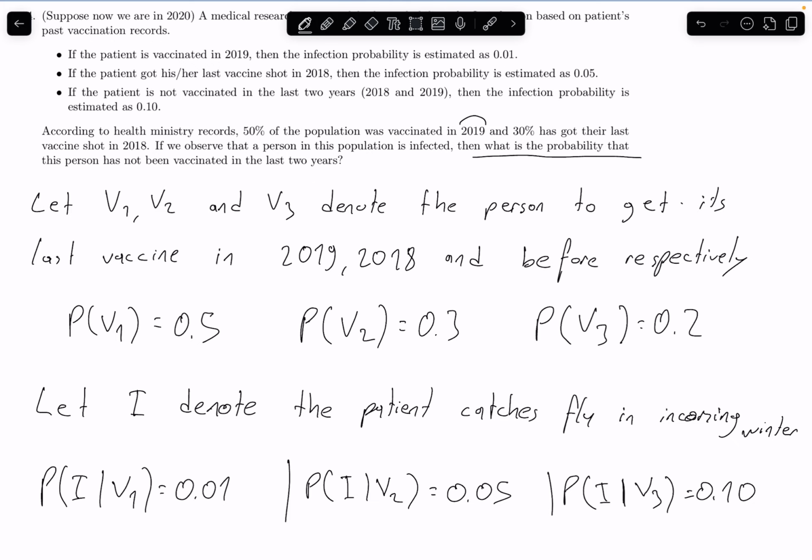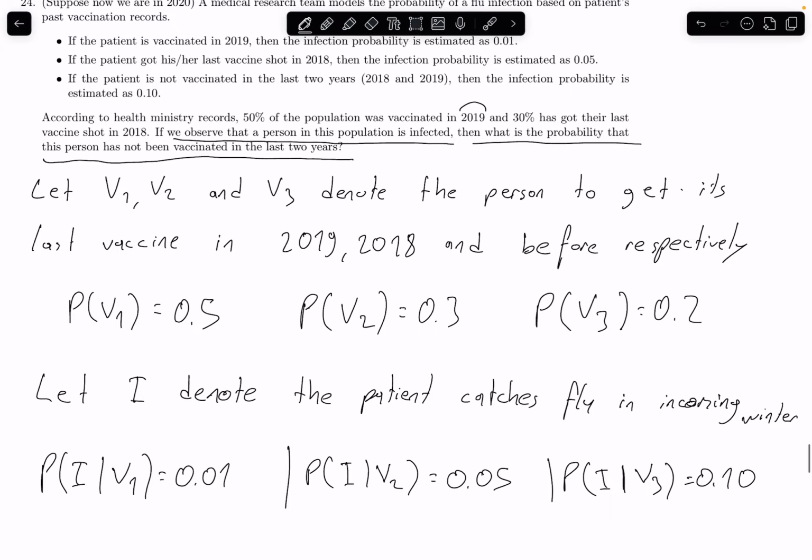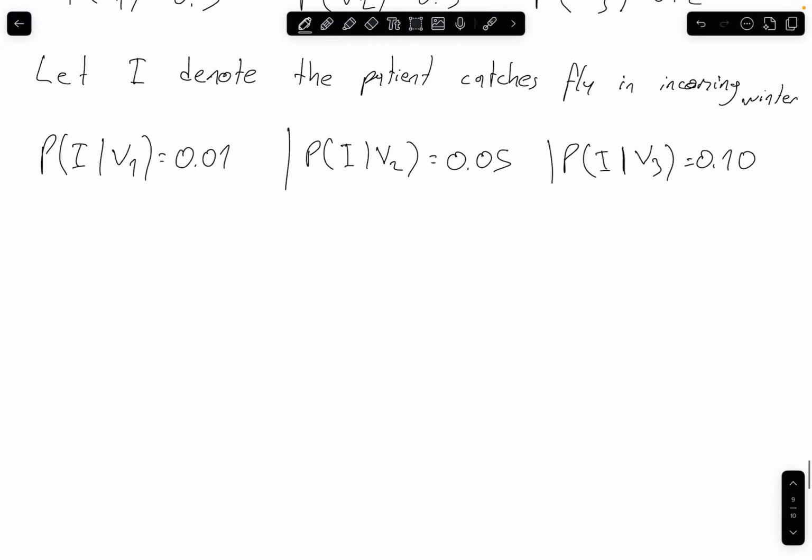what's the probability that this person has not been vaccinated in the last 2 years, if we observe that the person is infected. Okay, so we need to calculate this one. We know the person is sick and vaccinated before 2018. Let's open it up. This can be calculated by using the generalized Bayes formula.